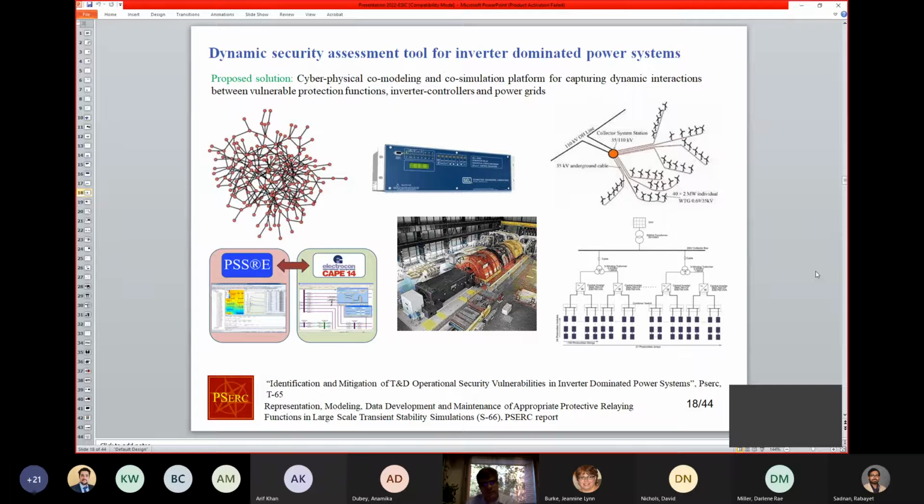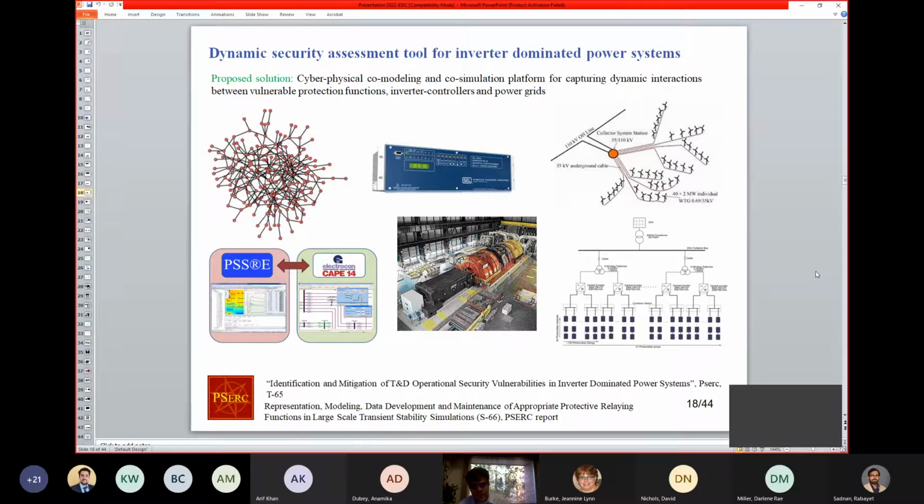One very important simulation platform we have to go through is how to capture a realistic fault response model of inverter-dominated power grids. It has many aspects: how to implement the aggregated dynamic model of PV farms, solar farms; how to capture the dynamic interaction between protection and power grids; and how to integrate different controller modes in the system.